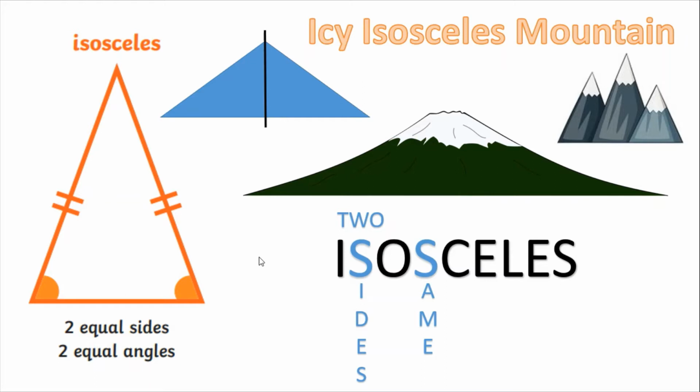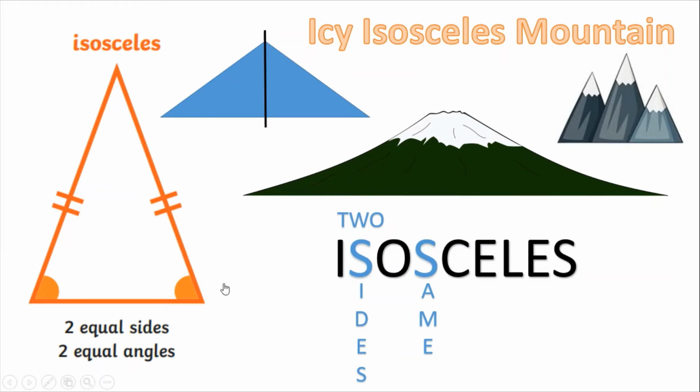Now, there's just 1 line of symmetry in an isosceles triangle. You couldn't put a line of symmetry anywhere else to make it equal either side and a mirror image, so it just goes from top to bottom there. Isosceles, so it could be tall and thin. It could be wider, as long as we've got two equal sides, which will give us two equal angles. We need to remember that two sides are the same in our isosceles, which is like an icy isosceles mountain.